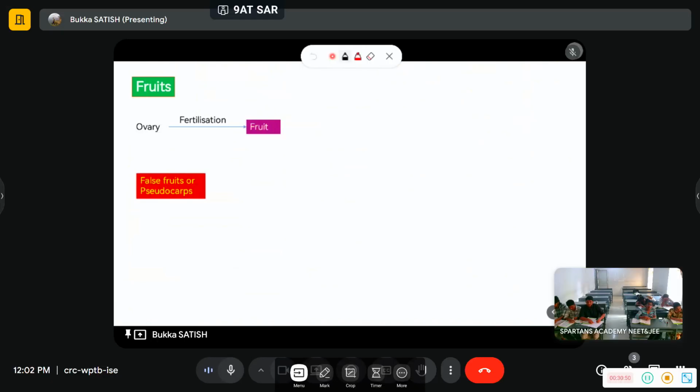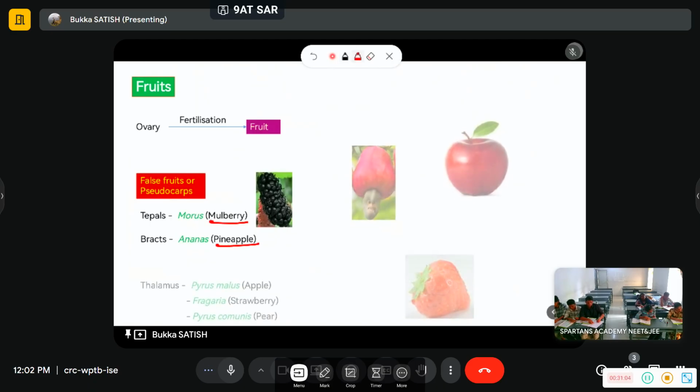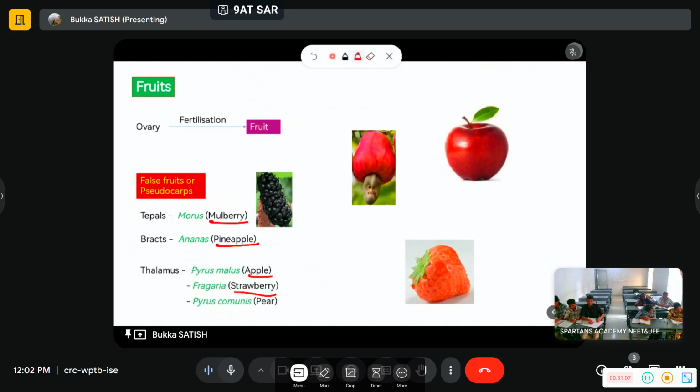False fruits are also called pseudocarps. Just write the examples. Mulberry, scientific name not required. You can copy only the common names. Mulberry, pineapple, apple, strawberry, pear. These are all the examples for false fruits. So in all these cases, it is not the ovary. Some other structures are developing into fleshy fruits. That can be tepals, bracts, or thalamus.